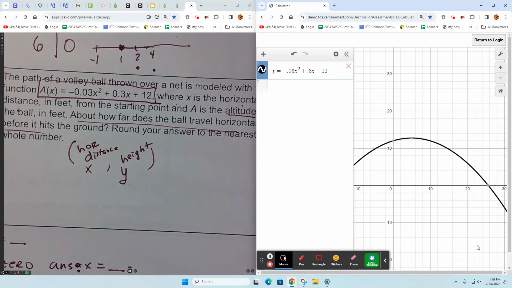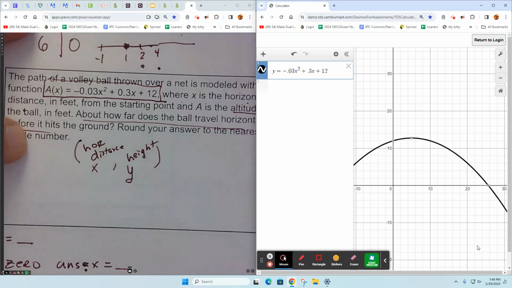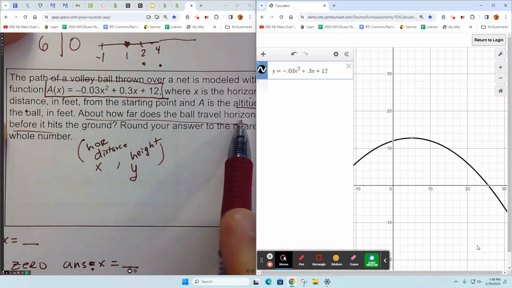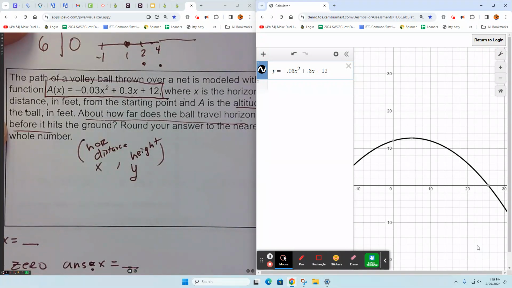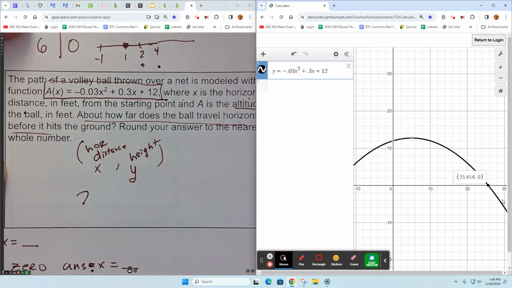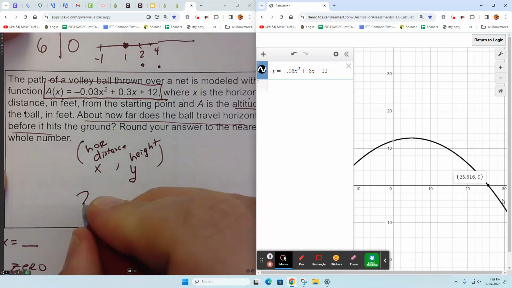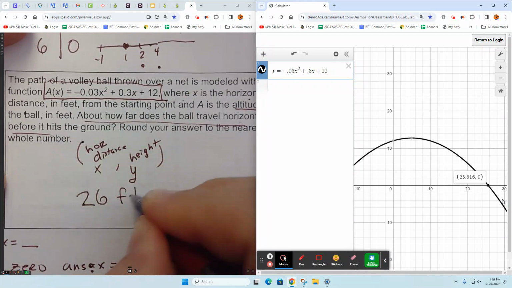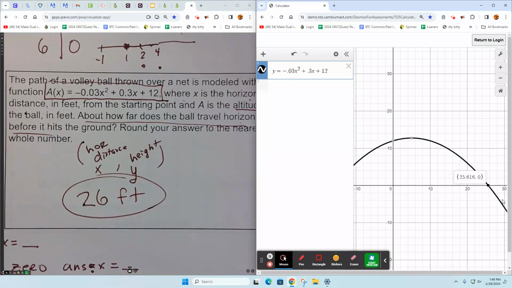Okay. Now, with all that being said, what does the question ask? About how far does the ball travel before it hits the ground? It's this point right here. It traveled 25, and then it says round to the nearest whole number. 26 feet. Okay, that is how far it traveled.